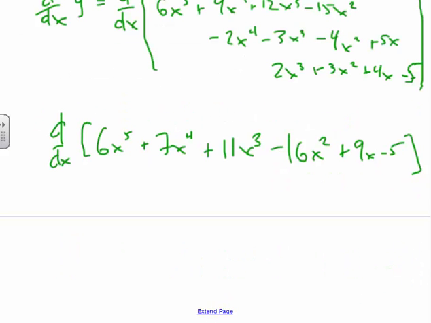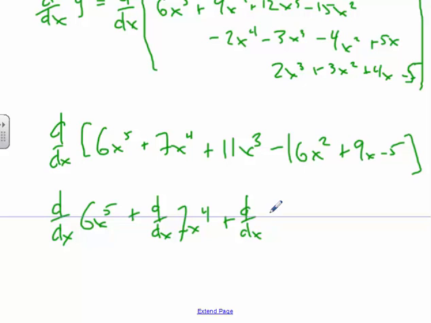Well, now I can apply the rule we learned yesterday. The rule we learned yesterday was to be able to do the derivative of all these things individually. So let's take the derivative of all these things one at a time, like this. Take the derivative of the 6x to the 5. Let's write this a little bit better. Take the derivative of the 7x to the 4. Take the derivative of the 11x to the 3, and so on.